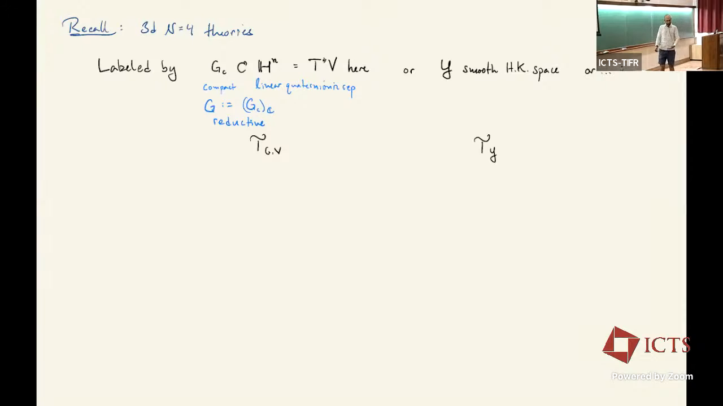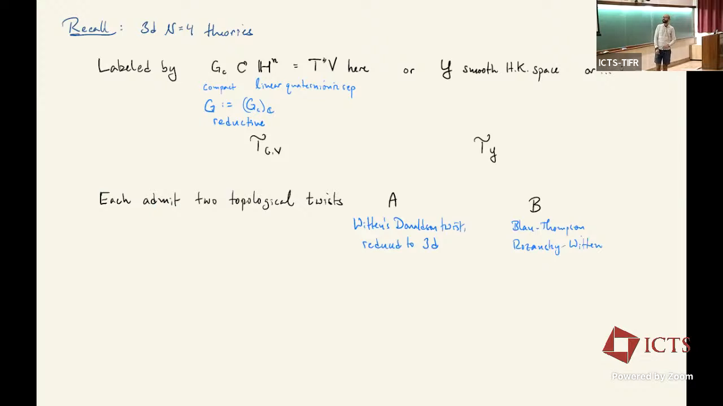But there are also 3D N=4 theories labeled by nonlinear targets, by smooth hyperkähler manifolds. And there are other various modifications, Seiberg-Witten-like theories that show up that I won't discuss. So I'm calling the theories either T_{G,V} or T_Y, depending on what sort of data they're labeled by. And each of them admits two different topological twists called A and B.